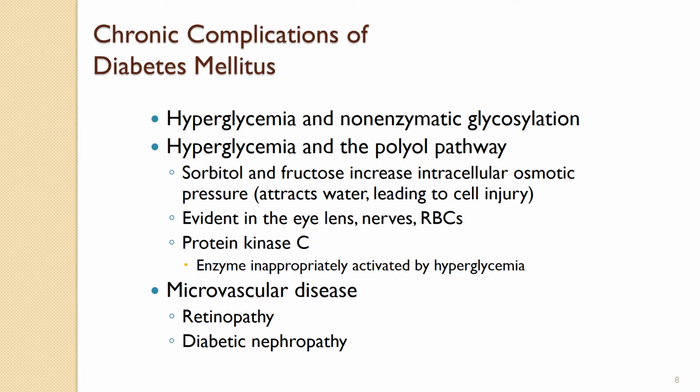Protein kinase C is another kinase enzyme that will be activated by hyperglycemia with all the consequences. But again, hyperglycemia is not good in this case because of its hyperosmotic effect and damage to the cells and damage to the nerves and red blood cells secondary to osmosis. Patient may develop microvascular disease, retinopathy, and also patient may develop diabetic neuropathy.